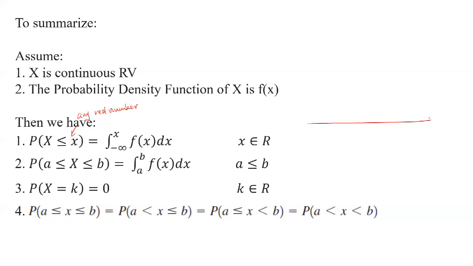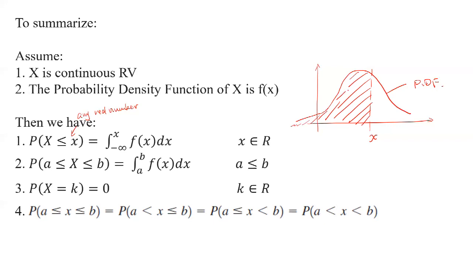If we draw the function of the PDF, for example, this is a PDF. The first statement actually says this. Suppose we have a lowercase x here. The probability of X being less than or equal to x is this area, right? It's the whole area on the left-hand side of x. So this area is denoted by an integral. Okay, so this is the first statement.